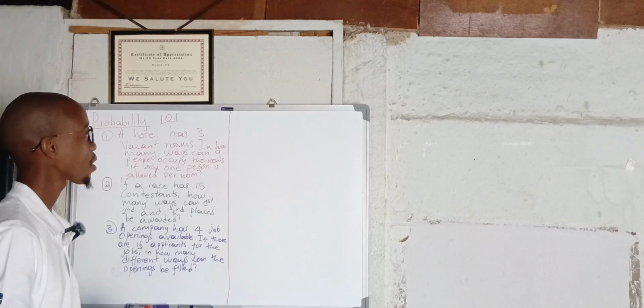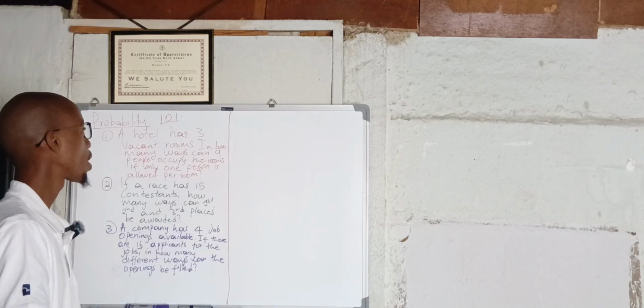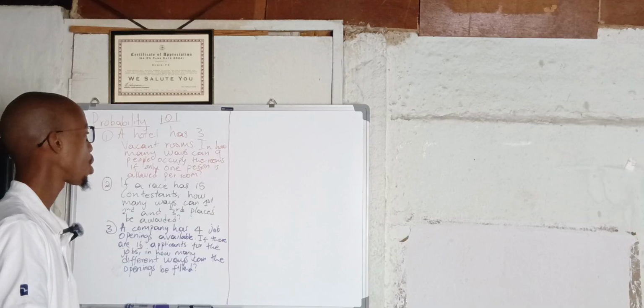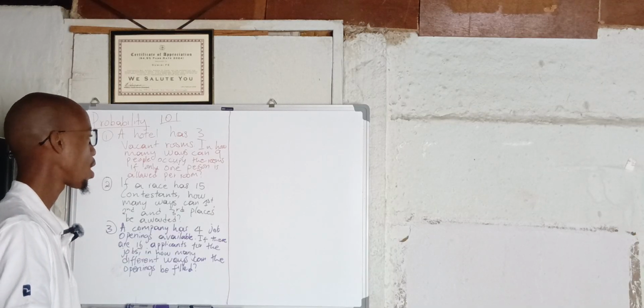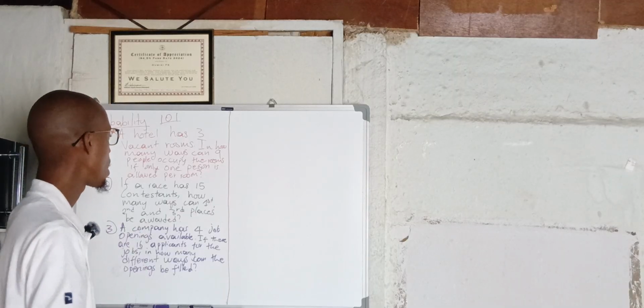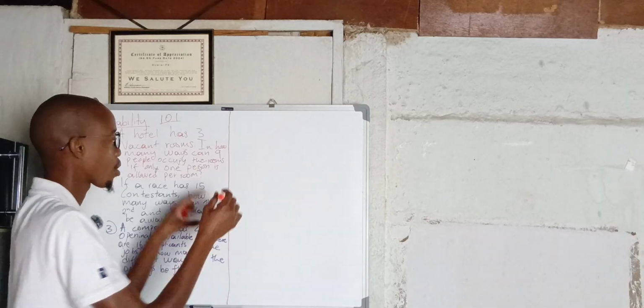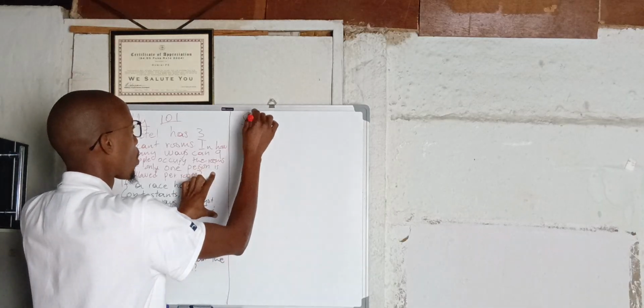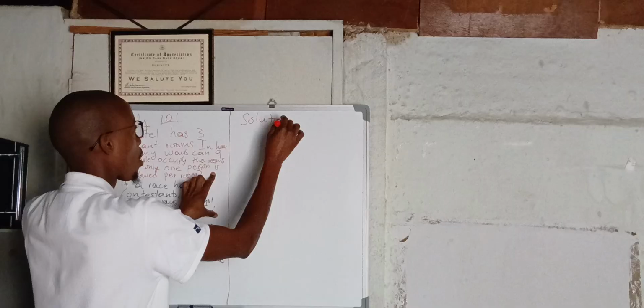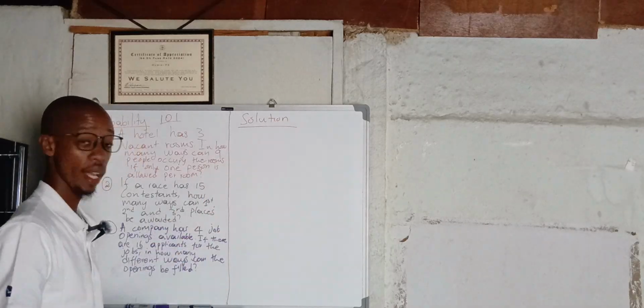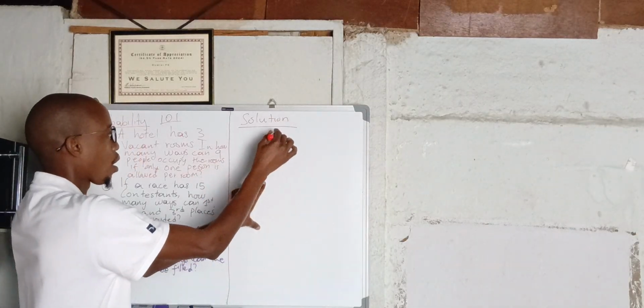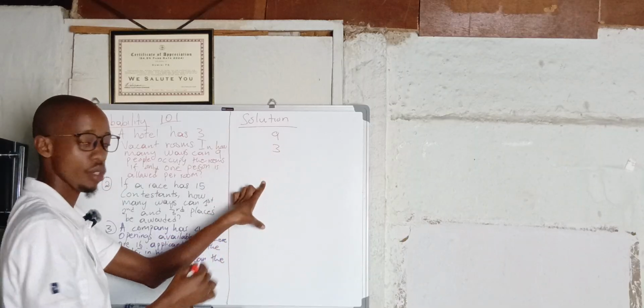So let's check with the first question. It says, a hotel has 3 vacant rooms. In how many ways can 9 people occupy the rooms if only one person is allowed per room? So let's check solutions for number 1. So we have 9 people and then we have 3 rooms.